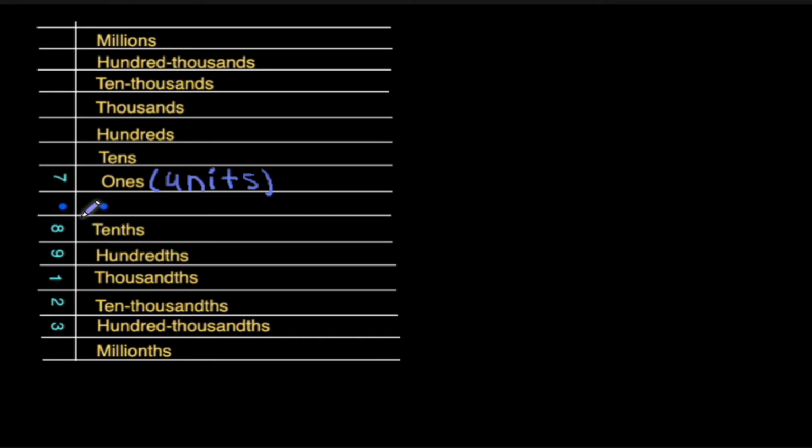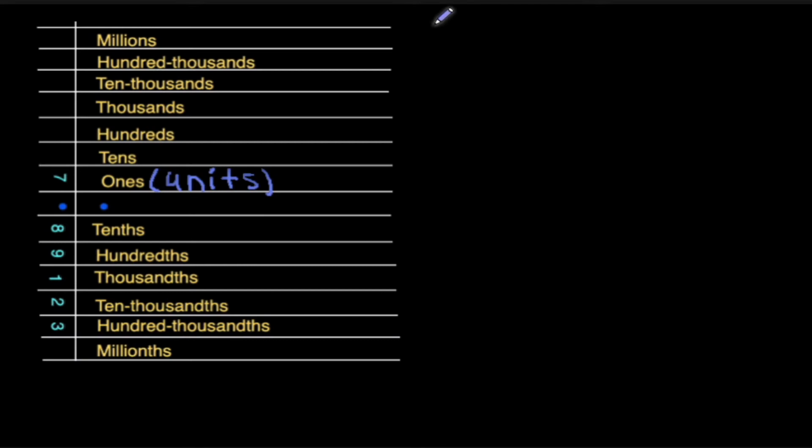All right, and then to the right of your decimal point are your fractional part of the numbers, okay? So we have the tenths, hundredths, thousandths, etc. And notice that they end in th. And why is that? Well, th is used to indicate values less than 1 or fractions of a whole number. So that's what this is, fractions of a whole number.